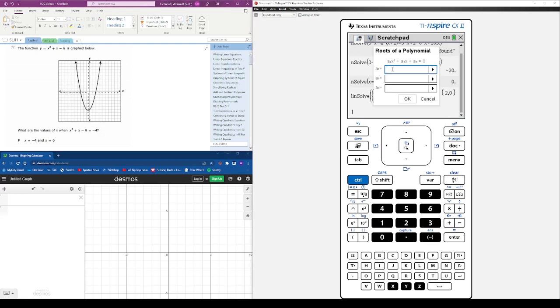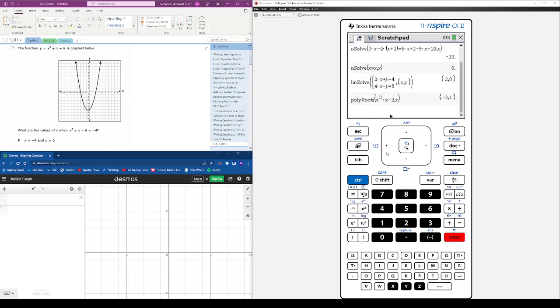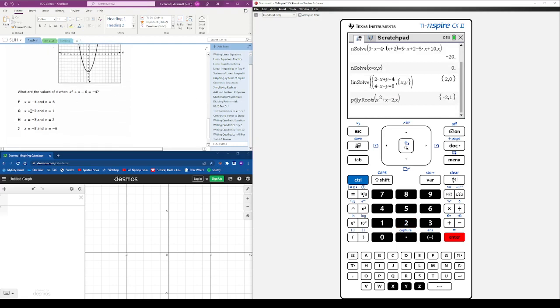So our a coefficient is 1, our b coefficient is 1, and our c is negative 2. We hit enter, and it's going to populate that for us, x squared plus x minus 2. And we hit enter to get negative 2 comma 1 as our answer. So G would be the answer to that because that's negative 2 and 1 as the two roots.